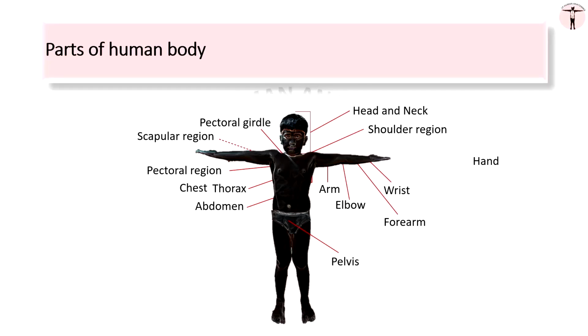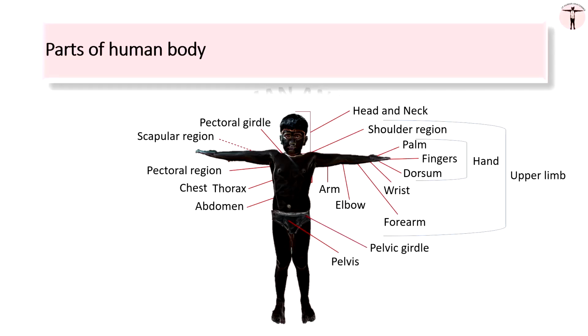Hand includes the palm, which is the light colored region present in front of the hand, and the dorsum, the dark region at the back of the hand. Fingers or digits are where the metacarpophalangeal and interphalangeal joints are present. All these parts, including the pectoral and scapular region, are called the upper limb.